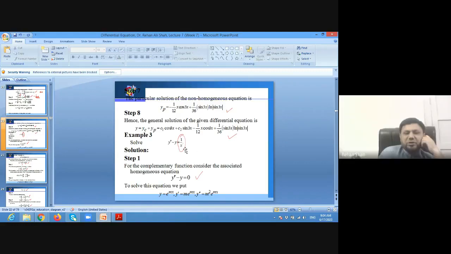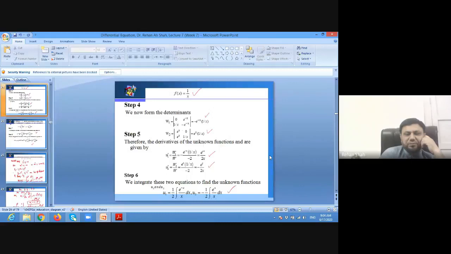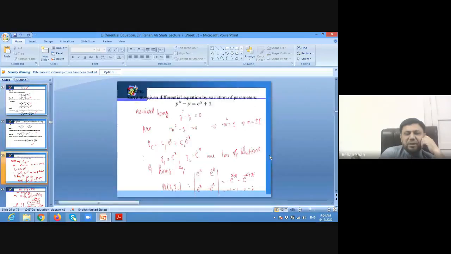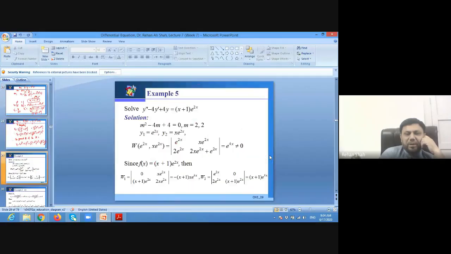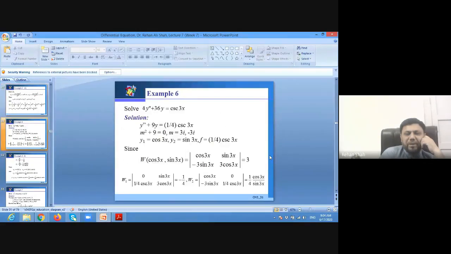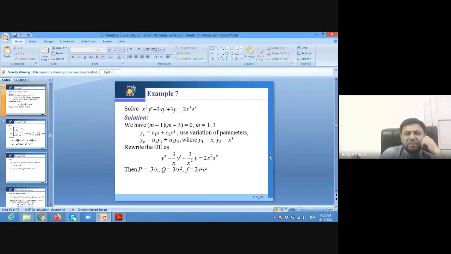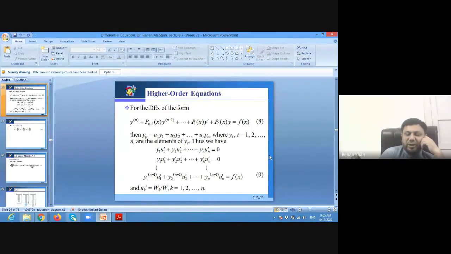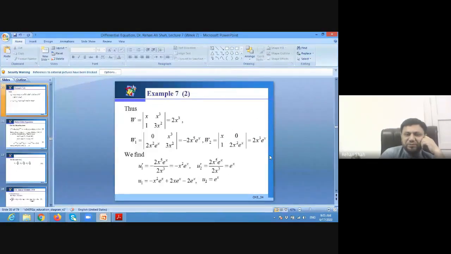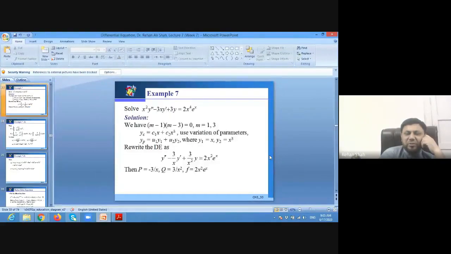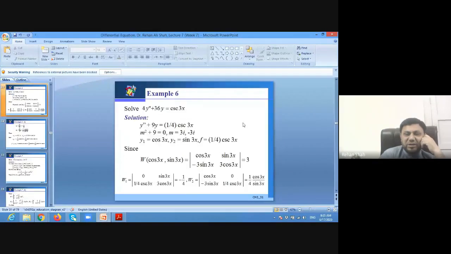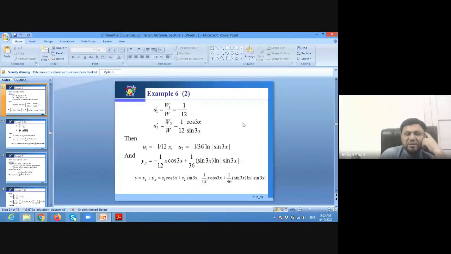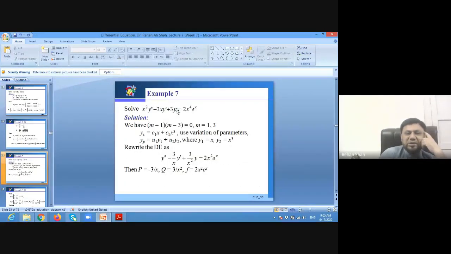Similarly, this is example 3, example 4, example 5, example 6, example 7. You can do these yourself. The procedure is the same. Up to example 6 it is the same. Now let's see this example.